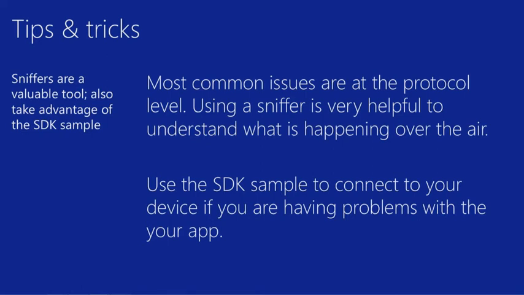And finally, as you build these applications, we found that people run into two kinds of issues. One is discovery and pairing. For these types of issues, I would recommend that you use a sniffer, something like OmniPeek, to capture the packets between Windows and your device and see what's going on. The second type of issue is your app actually connecting to the device. If you run into that, we encourage you to use our SDK sample, which allows you to connect to any device.